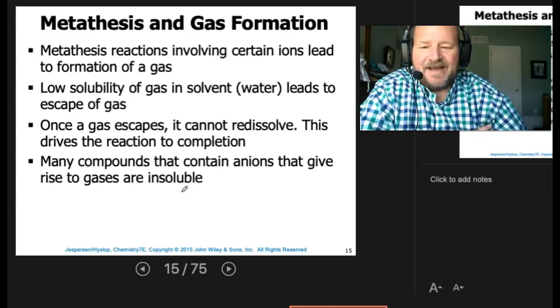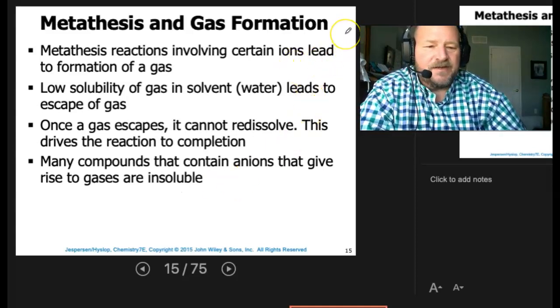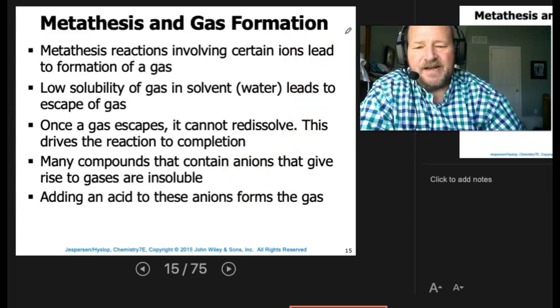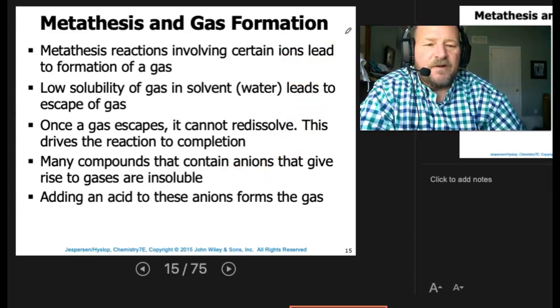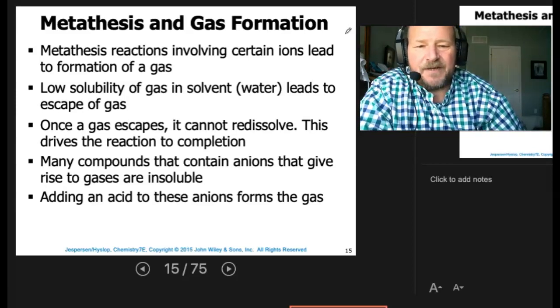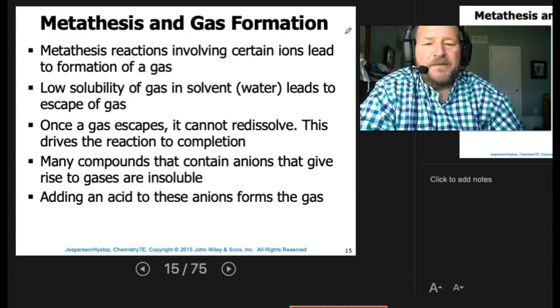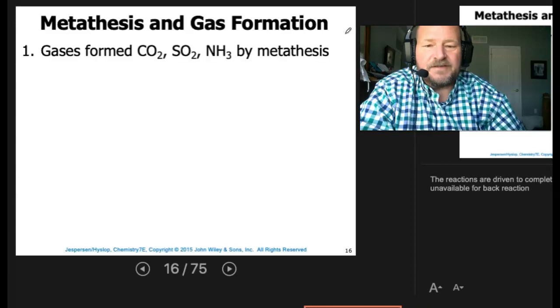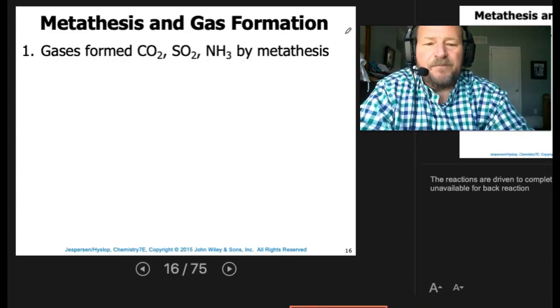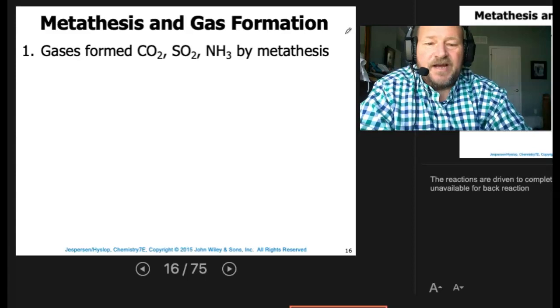Many compounds that contain anions that give rise to gases are going to be insoluble. So adding an acid to these anions then will form a gas. One of the most common gases you're going to form is hydrogen gas. And remember, hydrogen is diatomic, so that means H2 will be the gas coming off. Another one that's common is CO2, carbon dioxide. Typically, whenever you see a carbonate on the reactant side, CO2 is going to be a gas that can potentially evolve, right? So some common gases then are going to be CO2, SO2, and ammonia gas, NH3.